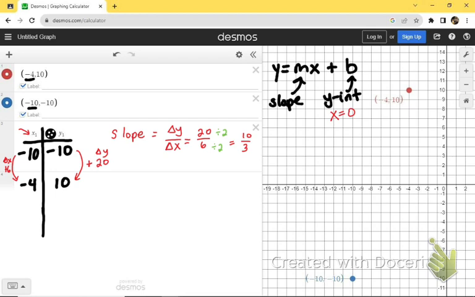So what we're going to do is use that pattern, and we're going to move forward in our table. So we're going to move forward -3, -2, -1, and then 0. And we're going to move forward by adding 10/3, adding our slope, until we get to 0 in the x column. So I'm going to draw a little box right here. This is where we're trying to go.